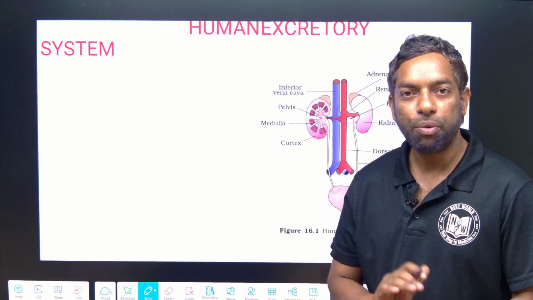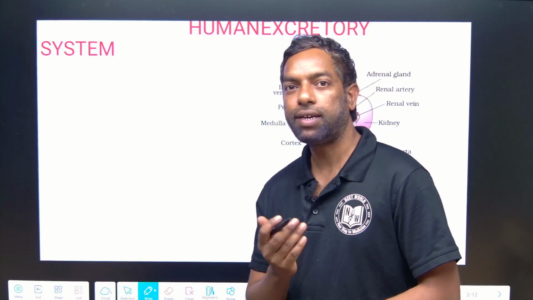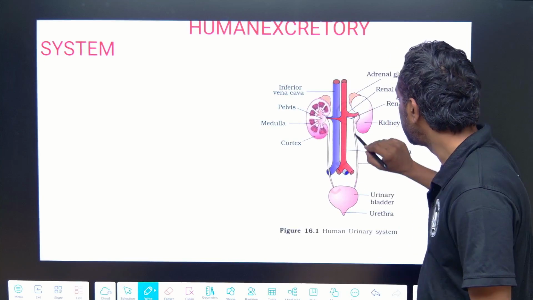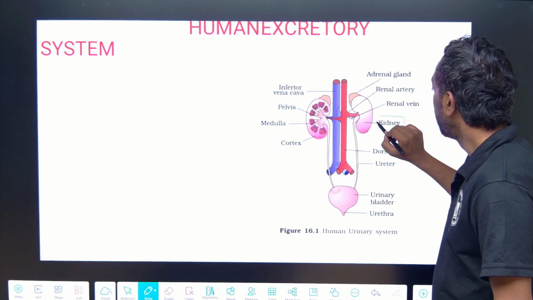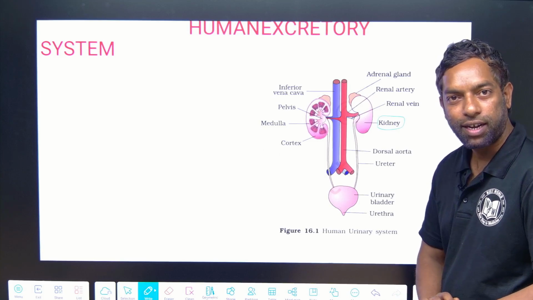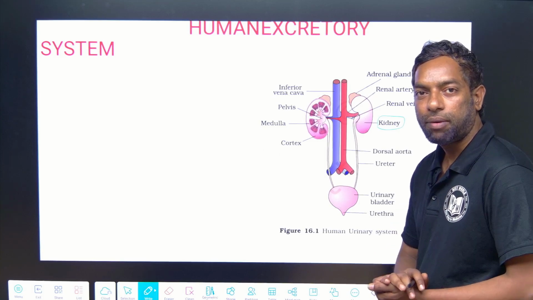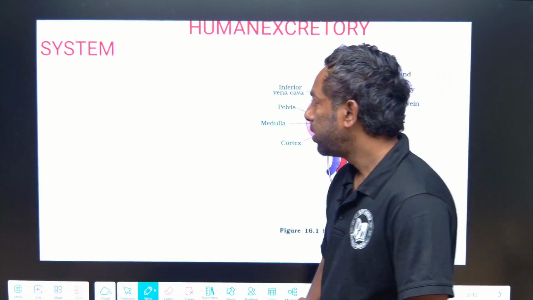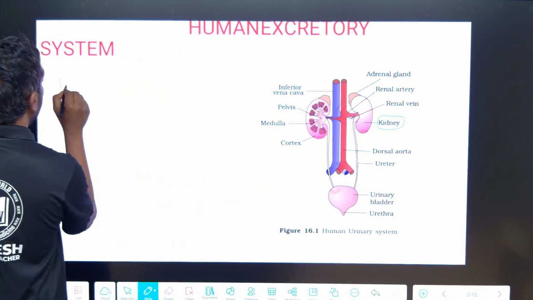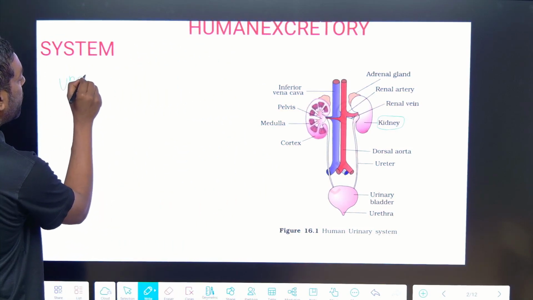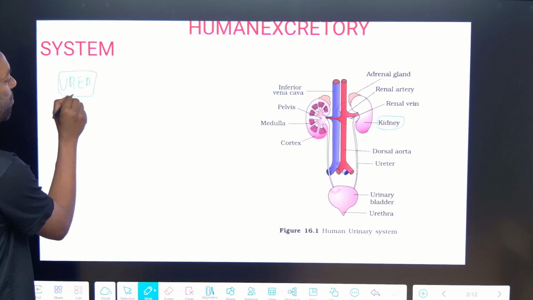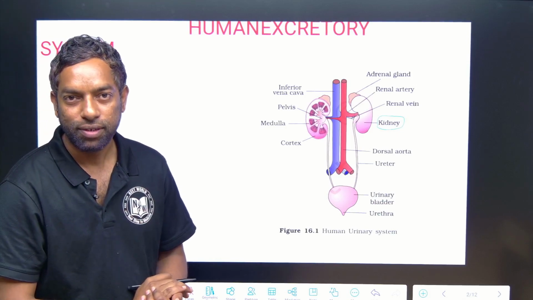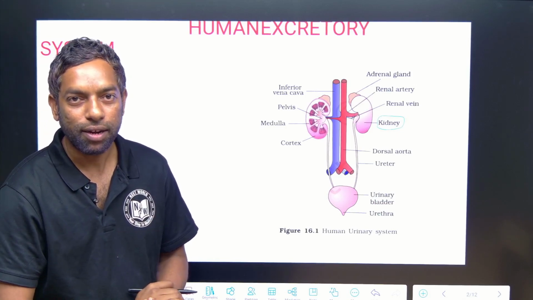In the human excretory system, the excretory organs, especially the kidneys. Excretory organs are the kidneys. What is the excretory product? As you know, the excretory product is urea.